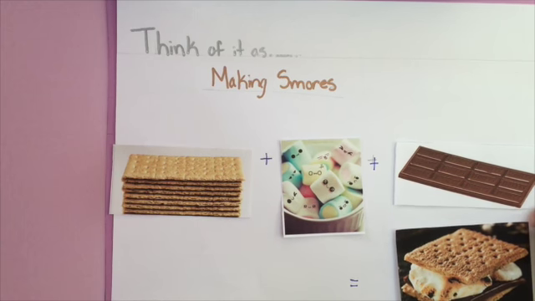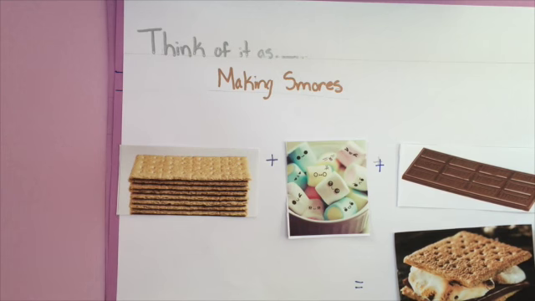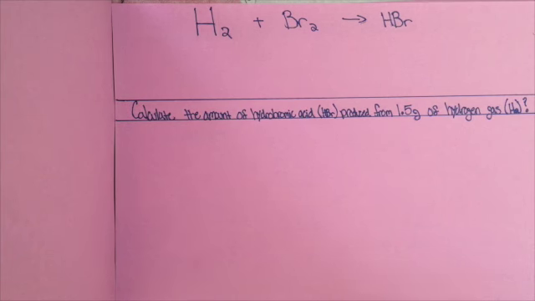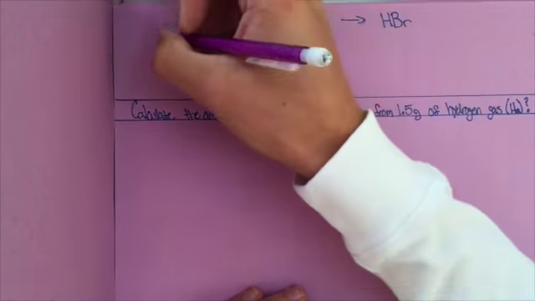So now, we will learn how to do stoichiometry in its most basic form. So first, I will show you an ideal stoichiometry problem. Here we have the equation, hydrogen gas and bromine gas reacting to form hydrobromic acid. Now the first step in solving a stoichiometric equation is to balance the equation.